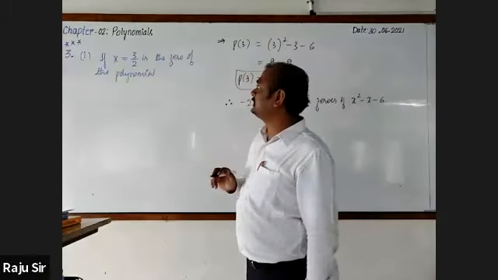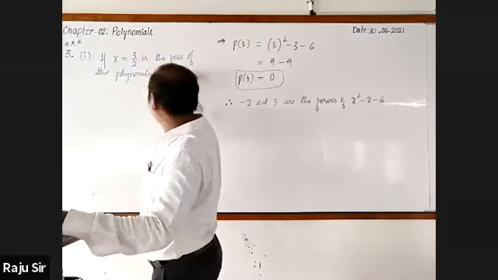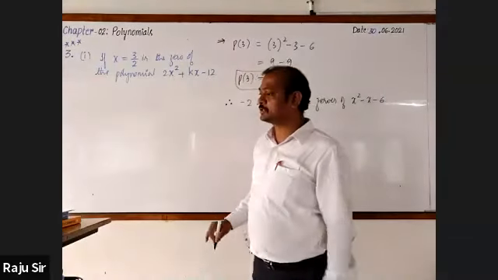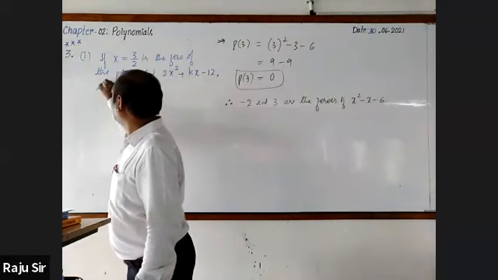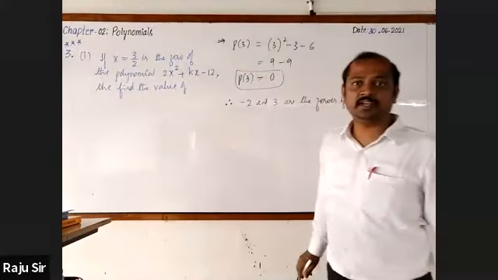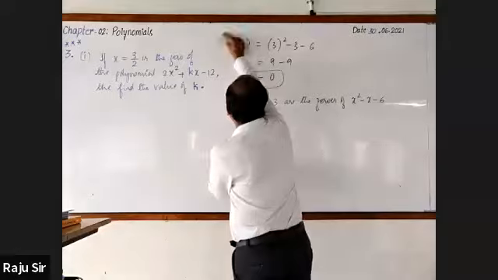Now I will complete the statement. If x equal to 3 by 2 is a zero of the polynomial 2x square plus kx minus 12, then find the value of k. Somebody has already told, which is the unknown quantity here? The coefficient k. Now find this out. First, I'll go for explaining it. Listen carefully. Afterwards, you can write it.